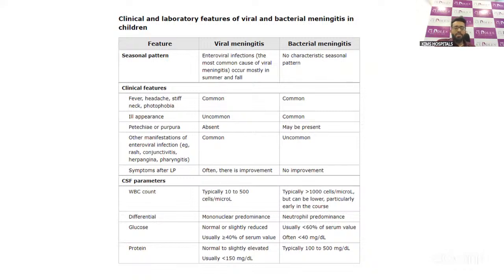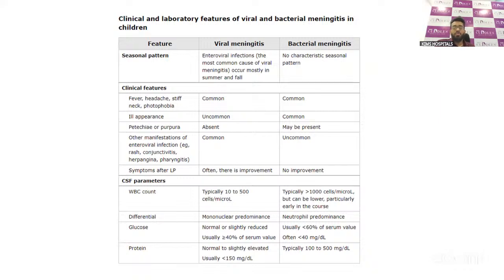So CSF parameters, as you all know, in viral meningitis, you have cells which are predominantly lymphocytes, and they're typically 10 to 500. And in bacterial meningitis, typically the cell count is going to be more than 1,000, and it's going to be predominantly polymorphs, and that is extremely important. And whenever we have a bacterial meningitis, obviously the bacteria will consume the glucose. You have hypoglycorrhea, that is the CSF sugar will be lesser.